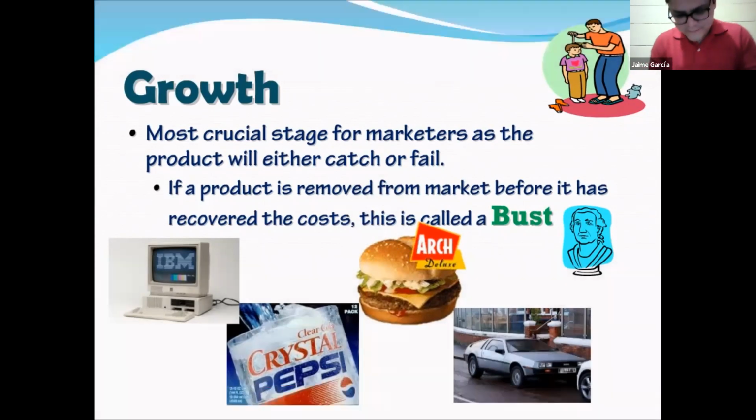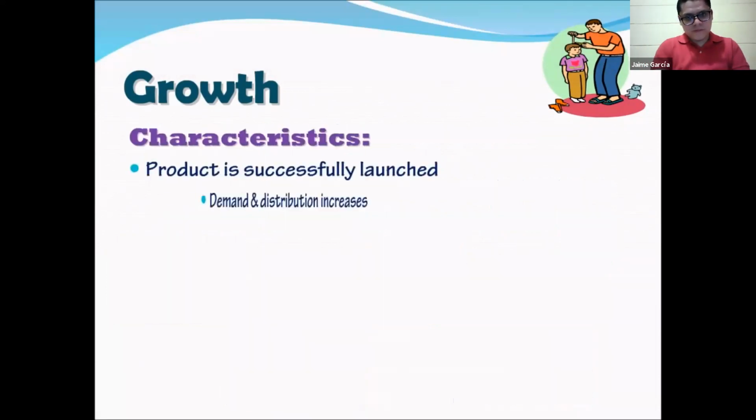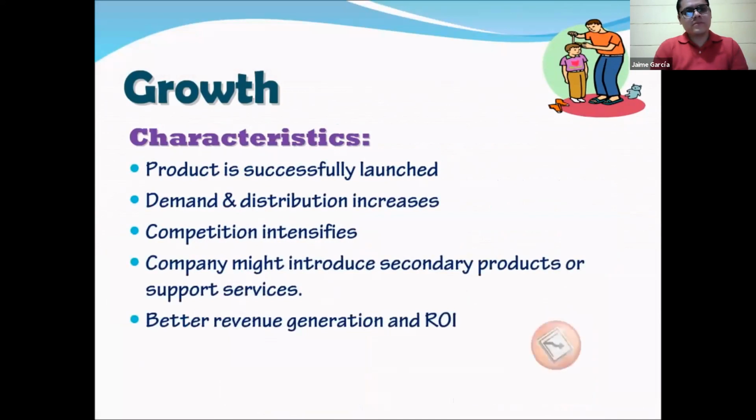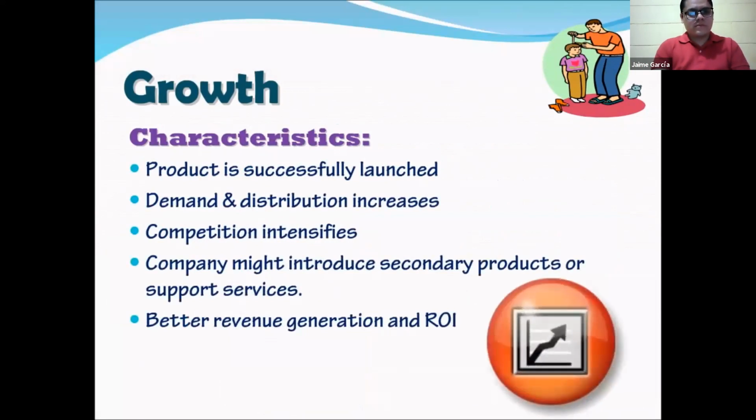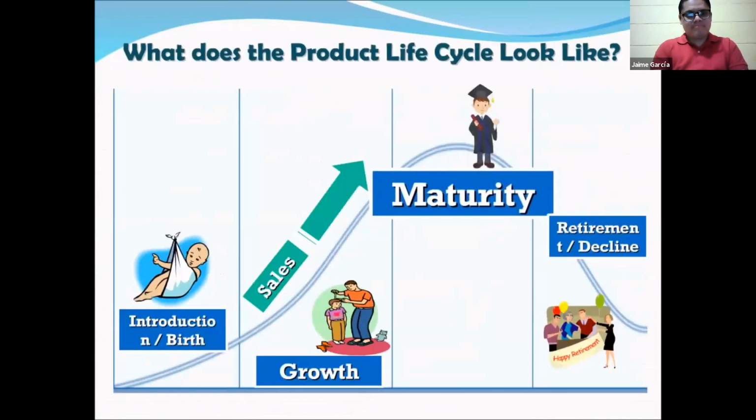The DeLorean or the IBM PC Junior, right? All these products never really recoup those costs of production. We call these products bust products. So again, some recap of the growth stage. The product is successfully launched. We're past that now. Now we hope to see demand and distribution increase. Competition, however, is also going to intensify because more and more competitors are going to enter the market. The company might introduce secondary products or support services to help consumers understand and use the product more. And hopefully better revenue generation is happening and a return on investment is occurring.